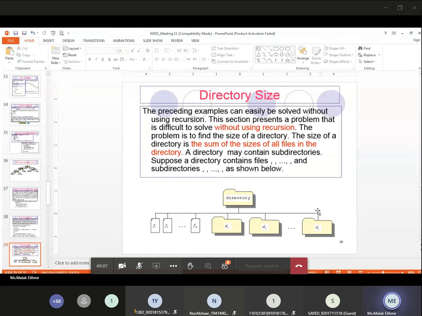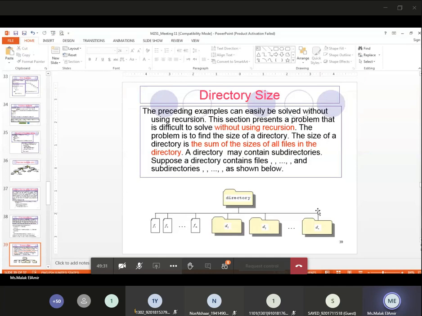If I'm using recursion, the problem is to find the size of the directory. The size of the directory is the sum of the sizes of all files in the directory. A directory may contain subdirectories. So suppose the directory contains other files and other subdirectories, and again and again.